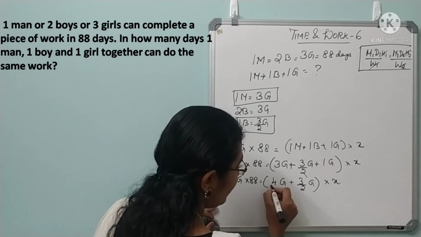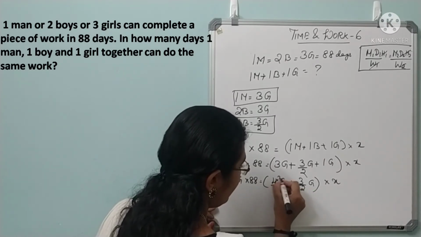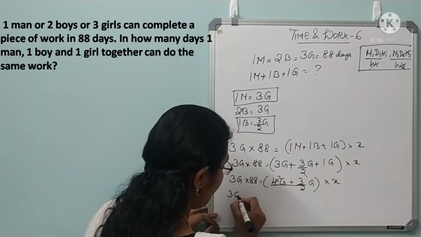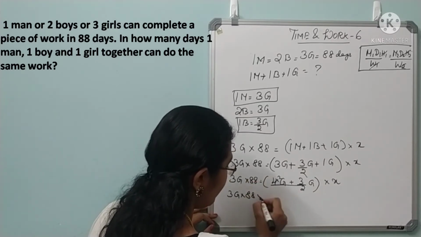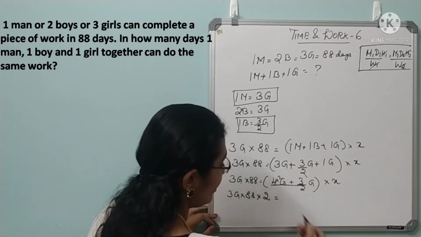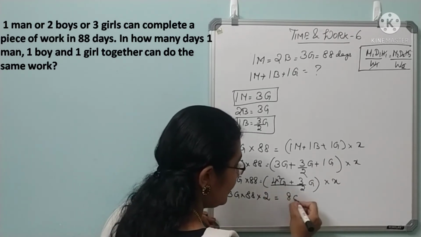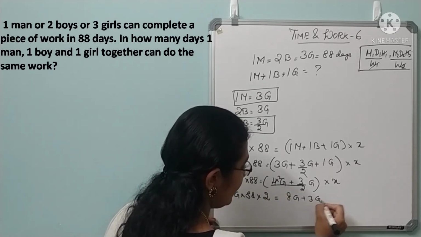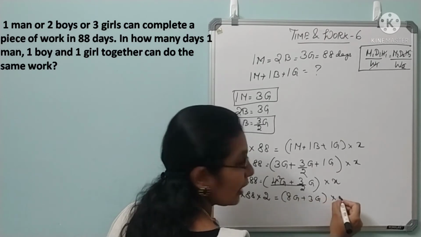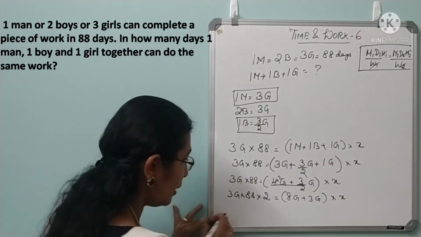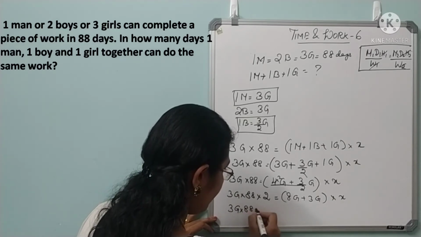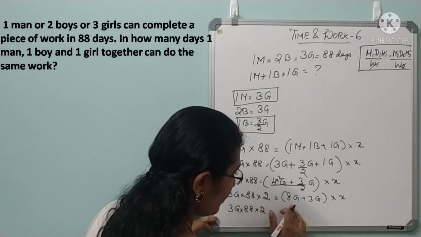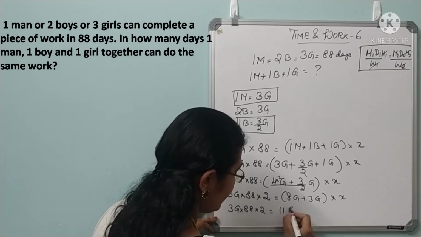So now on taking LCM you get it as into 2, right? So 3 girls into 88 and this 2 will come to this side, means it will come to the multiplication side, right? So 8 girls plus 3 girls into X. Clear? Yes. Now 3 girls into 88 into 2, which is equal to 8 plus 3 is 11 girls, right?